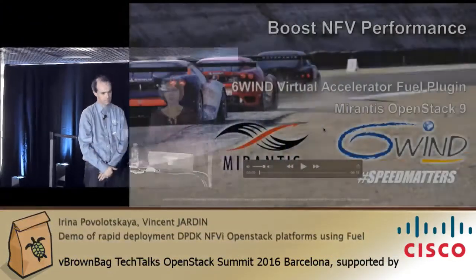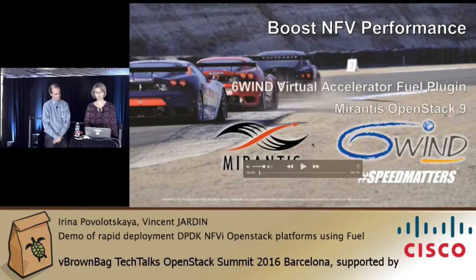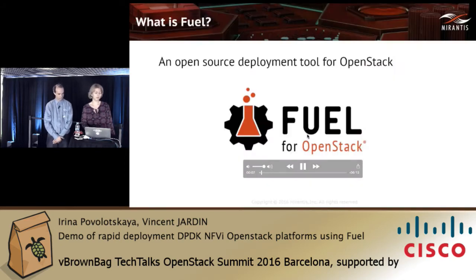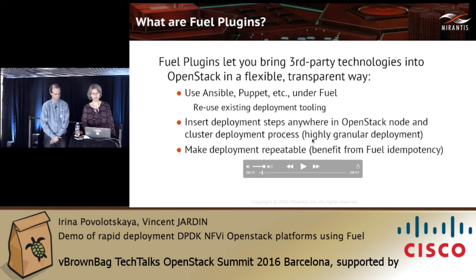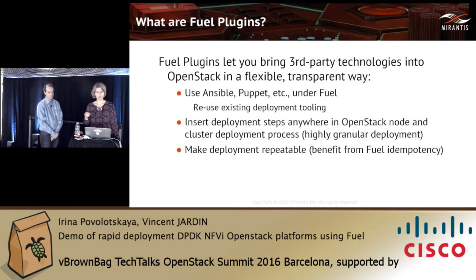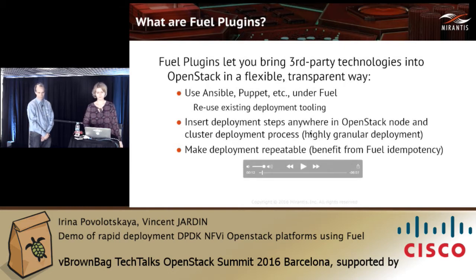Okay. So before we start speaking about 6WIN specifically, let me just remind you about Fuel. Basically, Fuel is an open source deployment tool, as you know. And there is a way to plug some proprietary technologies into Fuel. This can be done using Ansible, Puppet. You can just build your product into any stage you'd like to have it. So it's a very flexible thing to work with.